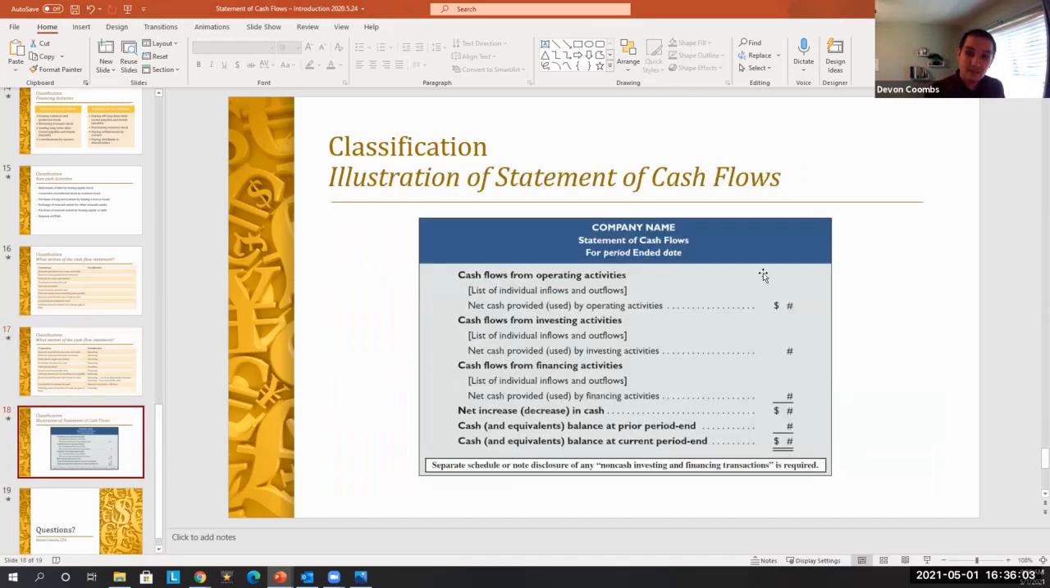Ultimately, this is what we would get: cash flows from operating activities, from investing activities, from financing activities, and then a net increase or decrease in cash, which would reconcile to the cash on our balance sheet. It would be the same number at the end. This explains how that cash moved from the beginning of the year to the end of the year. So this is really what I want you to take away.